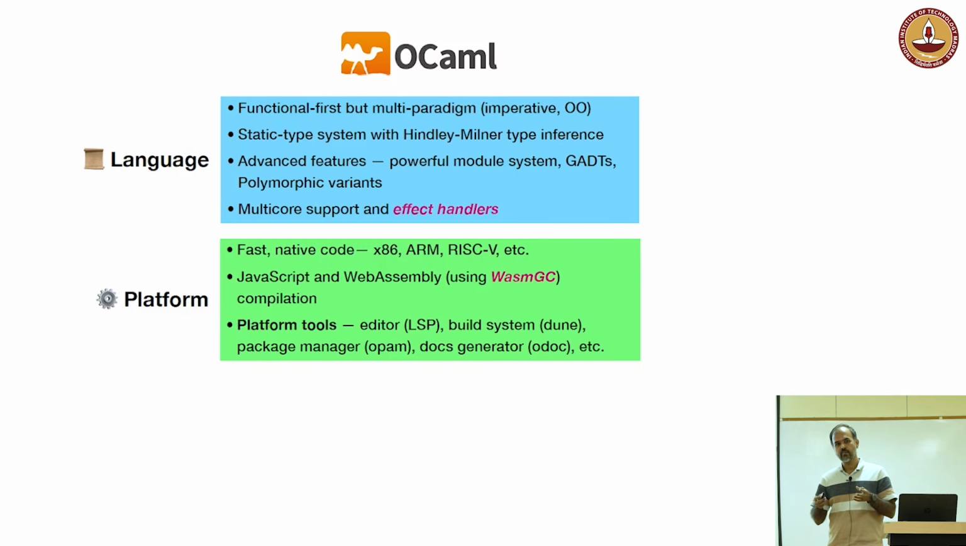Interestingly, OCaml can also compile to JavaScript and WebAssembly. So WebAssembly is this new assembly language for the web that is present in every browser. It provides a nice compilation target for high-level languages, which is much better than JavaScript.